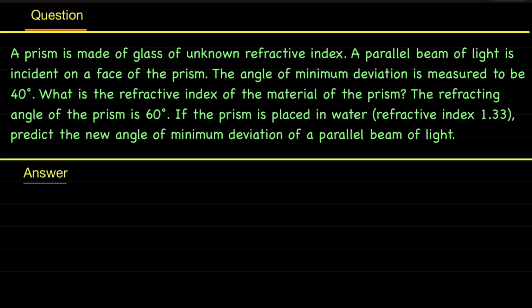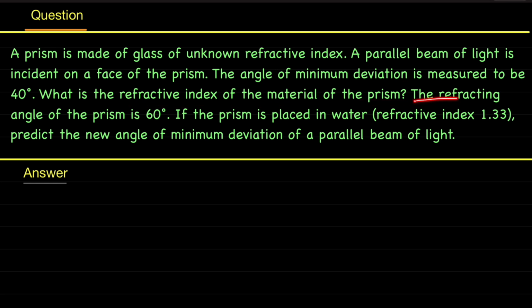This question is from Physics, chapter Ray Optics. In the question it is given that a prism is made up of glass of unknown refractive index. A parallel beam of light is incident on the face of the prism. Angle of minimum deviation is measured to be 40 degree. What is the refractive index of the material of the prism? This is the first part of the question.